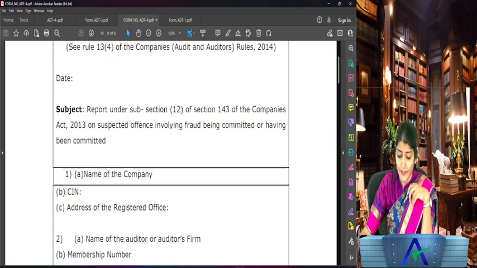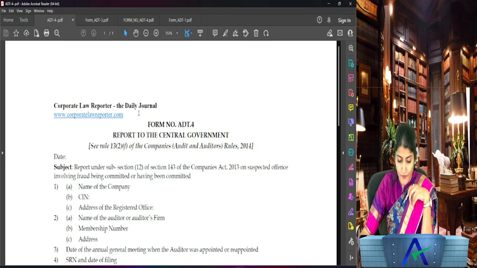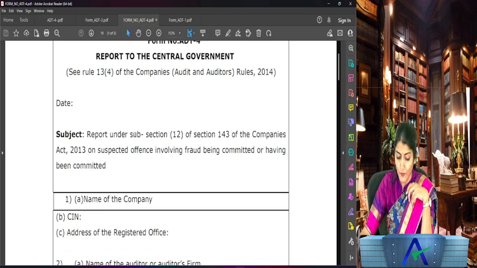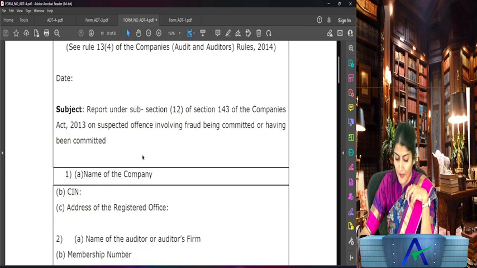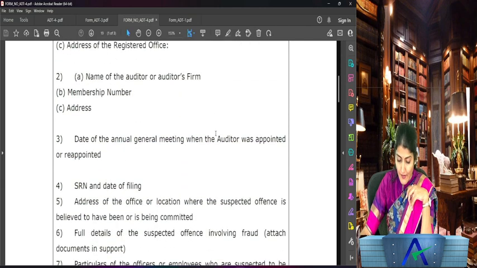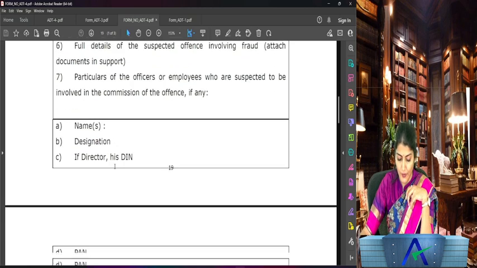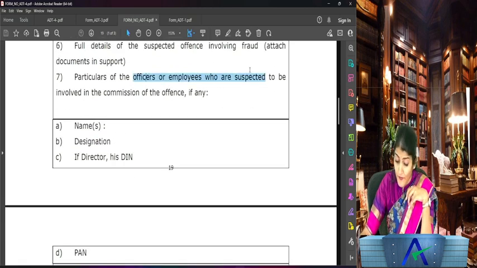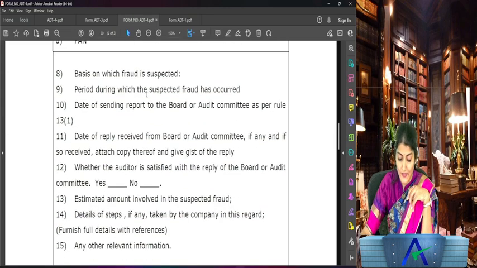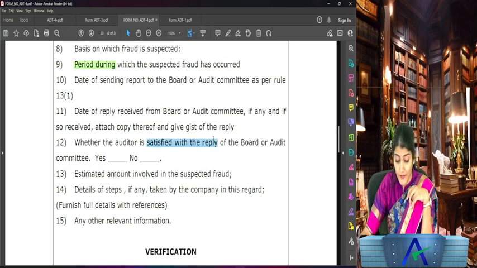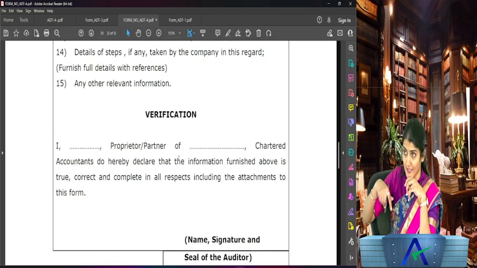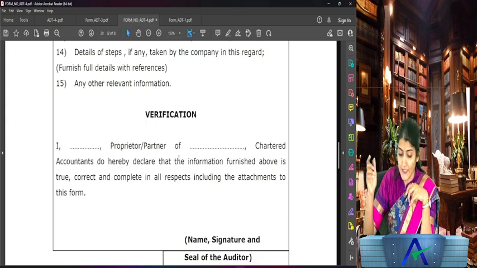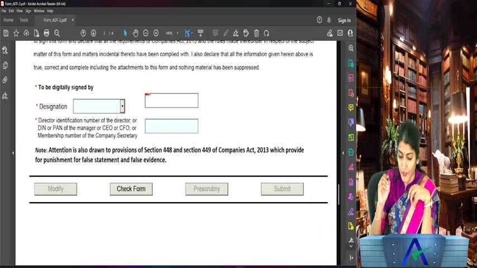And then you have ADT 4, which is regarding the reporting of fraud to the Central Government. So reporting under 143(12) on any suspected offense involving fraud being committed. Again, the date, the AGM, the address, full details, and the particulars of the officers or employees who are suspected to be involved in the commission of the offense. Then the basis on which fraud is suspected, the period for which the suspected fraud has occurred, date of sending the report, date of reply, whether the auditor is satisfied with the reply, and all the other details. So that is ADT 4, which is regarding the duty to report the fraud to the Central Government.